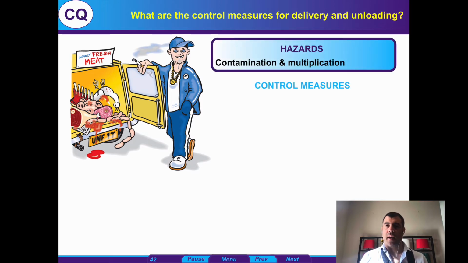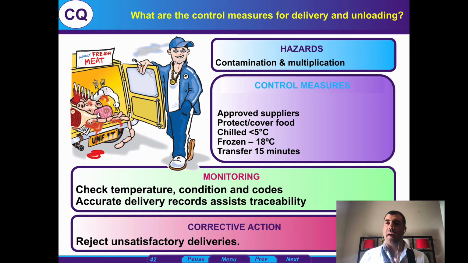So the hazards are contamination and multiplication. Remember that contamination is the fact of introducing something harmful in food. So think microbiological, allergenic, chemical, or physical. And multiplication would refer to temperature. So for instance, if the delivery vehicle was too warm, then the food would be within the temperature danger zone. That would be something that we would need to look for and eventually reject such delivery.